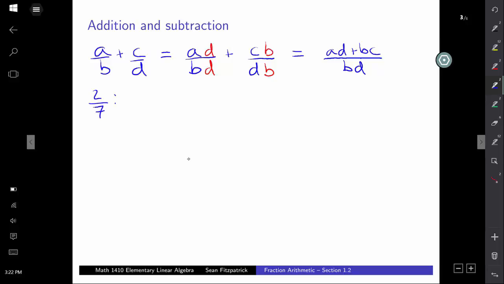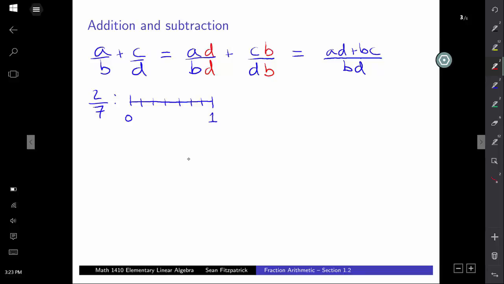Say 2 over 7. Now, one way to understand a fraction is as follows. Take a copy of the unit interval, all the real numbers from 0 to 1, and divide it up into 7 equal pieces. 1, 2, 3, 4, 5, 6, 7. So the denominator tells you how many pieces you should divide this interval into. We've got a 7 here, so we take 7 equal pieces.